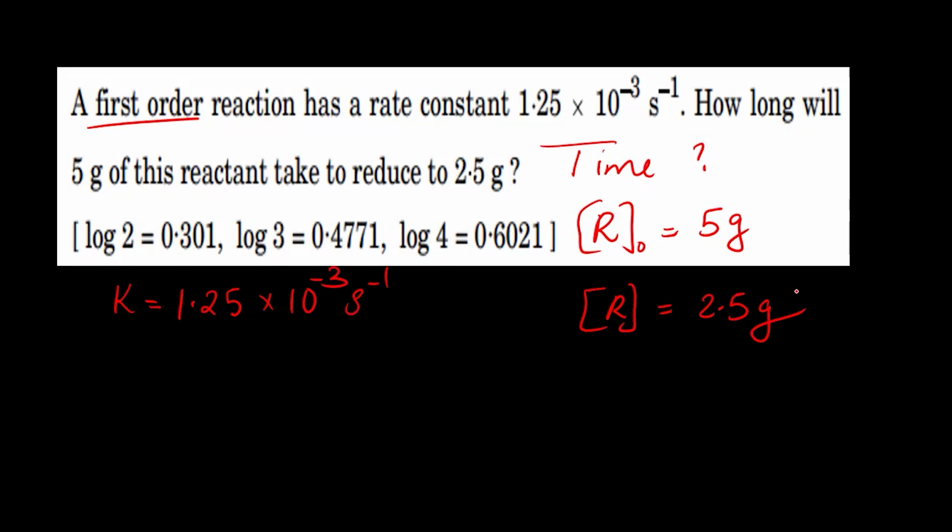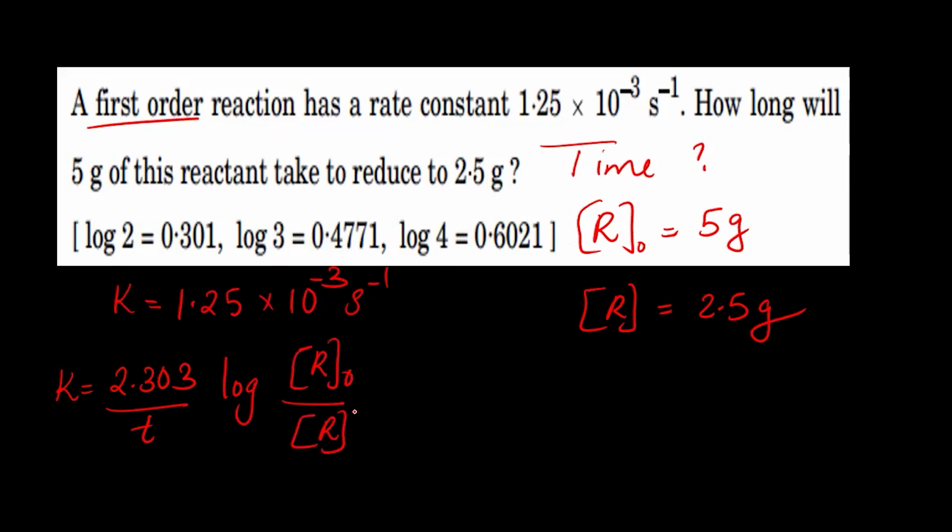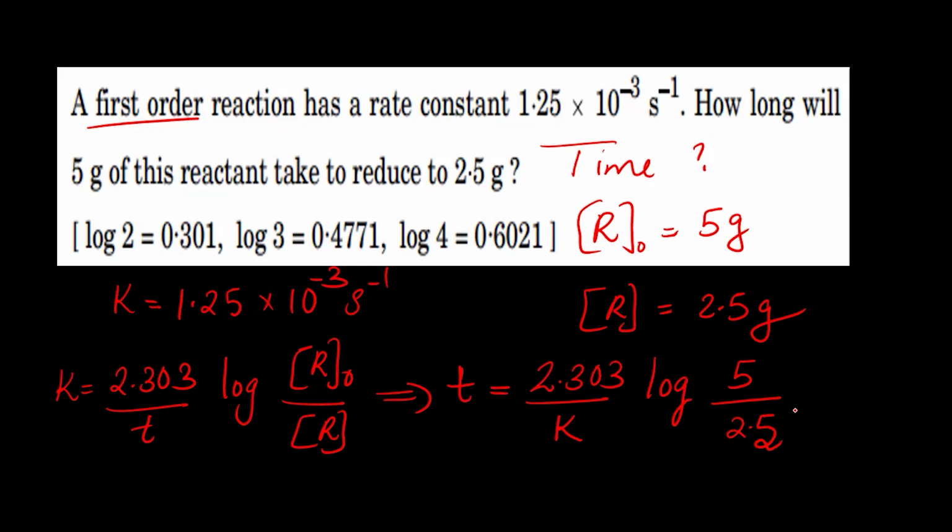What is the relation that is connecting rate constant and time? Yes, K is equal to 2.303 by time log R0 by R. So here you have to find the T, right? So T is equal to, changing the equation in terms of T, 2.303 by K log R0 by R. R0 is given as 5, divided by 2.5.